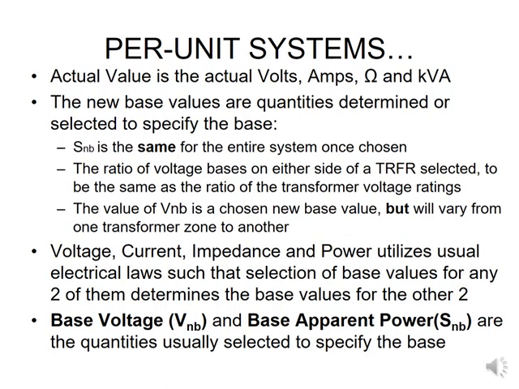Then when we refer to the new base, or the base that needs to be utilized, it gets determined by selecting a few things. It's either going to be your S, which is your apparent power, or your voltage that we're utilizing as your base, or sometimes we use a combination of the two for all our calculations. For your S, or apparent power, that new base value you would utilize across your entire system when you are doing your calculations.